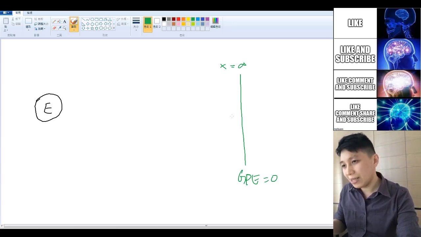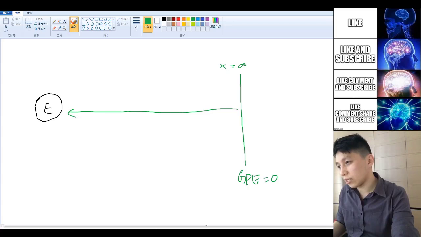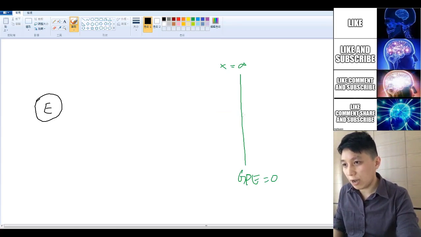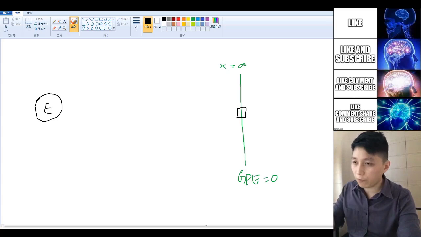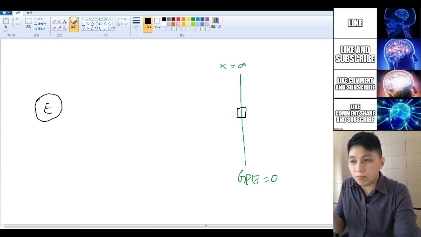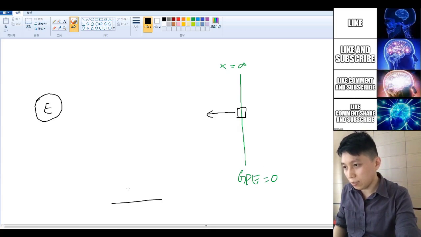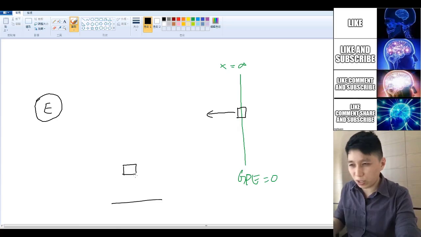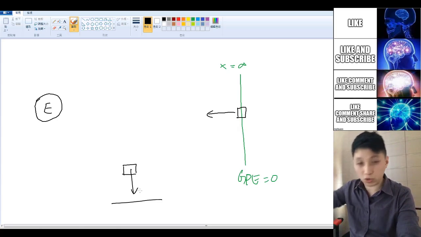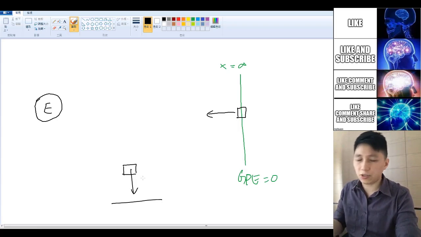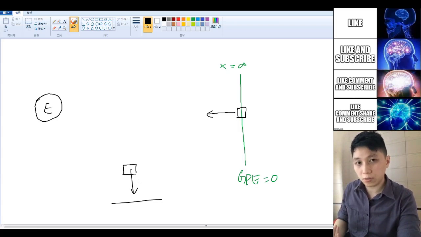And so that means anything that is closer to the Earth is going to be negative. Because think about this, when you have a box or whatever, it would naturally get attracted by the Earth. Just like an object above the ground would naturally drop by gravity. So in this process, the GPE would reduce, right?